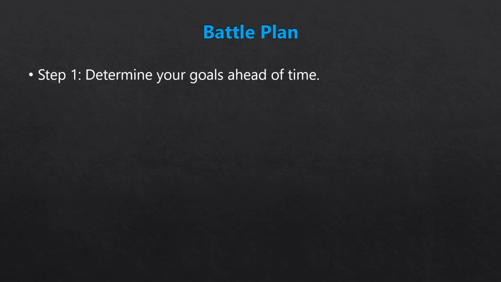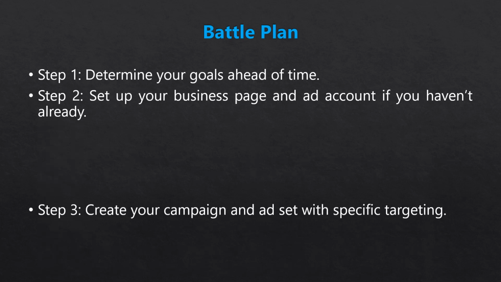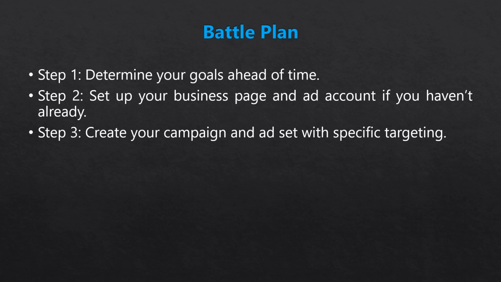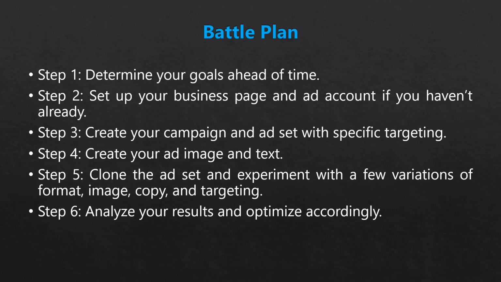Step 1, determine your goals ahead of time. Step 2, set up your business page and ad account if you haven't already. Step 3, create your campaign and ad set with specific targeting. Step 4, create your ad image and text, keeping all the things that we discussed in mind. Step 5, clone that ad set and experiment with a few variations of format, image, copy, and targeting. Step 6, analyze your results and optimize accordingly. Don't kick this can down the road. Take action and start implementing these steps today.